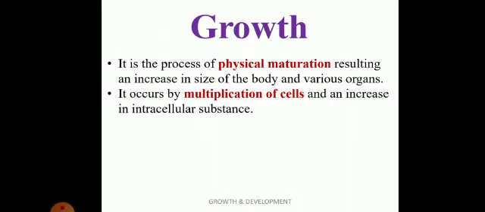Means the number of cells will increase, and if you consider an individual isolated cell, whatever substances are there will also increase. So the size of the cell may become bigger, and the number of cells is also becoming more. Now we can say that it is one type of quantitative change in the body. Okay, it can be measured. It is a measurable change. It is quantitative change in the body.